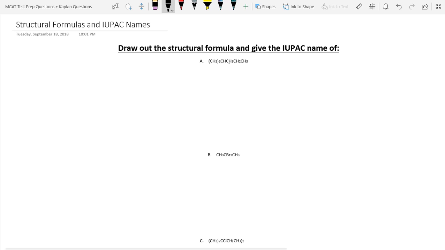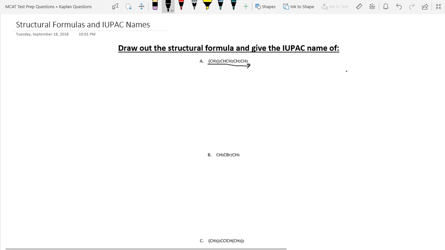The best way to go about drawing out the structural formula is to do it from left to right, since the formula pretty much gives you the way that it's drawn if you look at it this way. So on your left you have two CH3 groups, and to the right of it there's a C group with just one hydrogen.